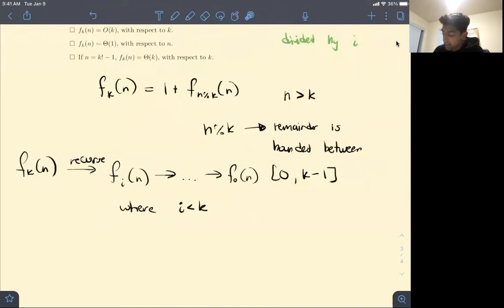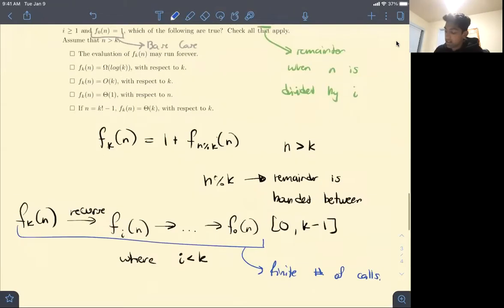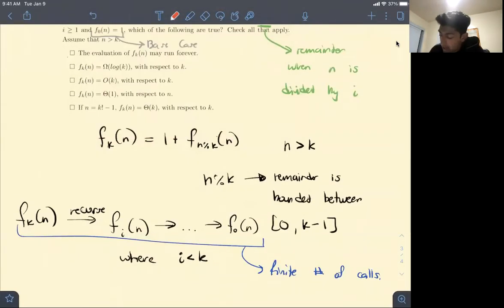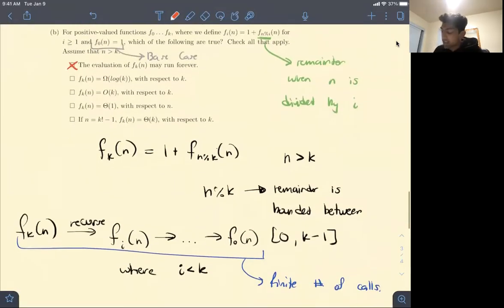So we can see here that this is a finite number of calls. So it is not true that it may run forever. Okay, so the next thing here is that f_k of n is lower bounded by log of k. So this one isn't true either.